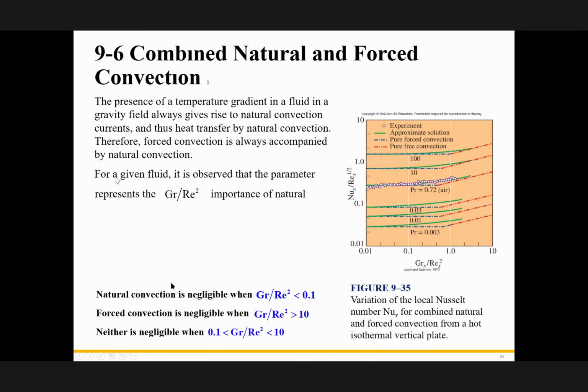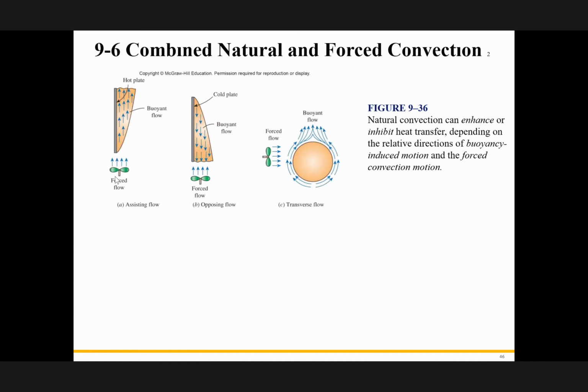Any problem that you solve, if this ratio, Grashof number over Reynolds number squared, is less than this part, you can ignore natural convection. If the ratio is more than 10, right here, it indicates that forced convection is negligible. Anything between these two, between this one and this one, we can see both of them are contributing. So, sir, we have to include both? Yes. Okay. Yeah, I'll give you some example.